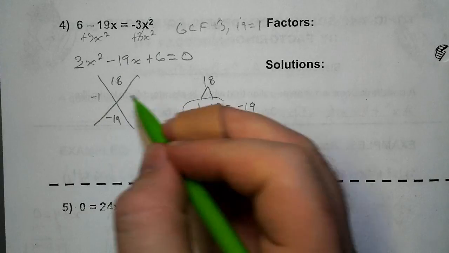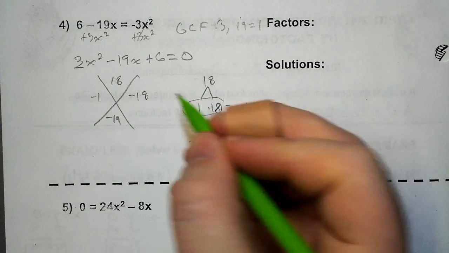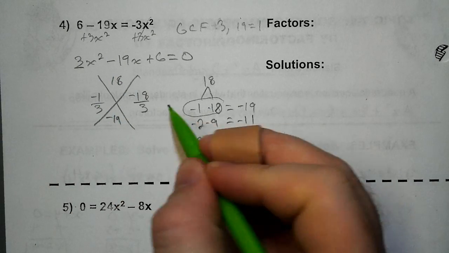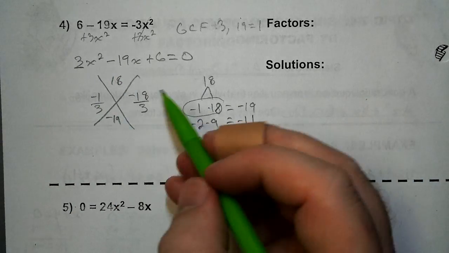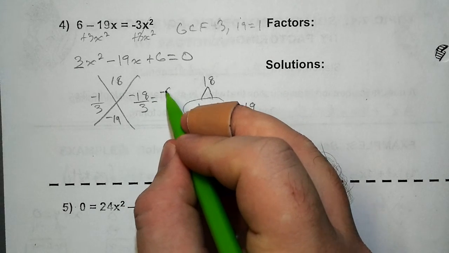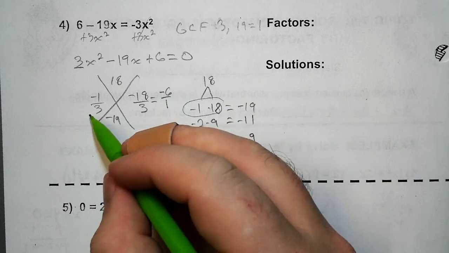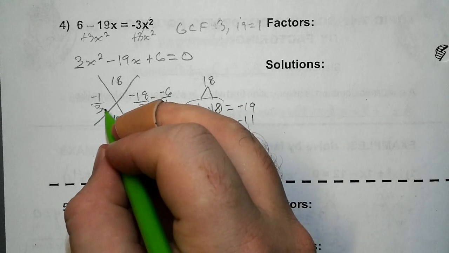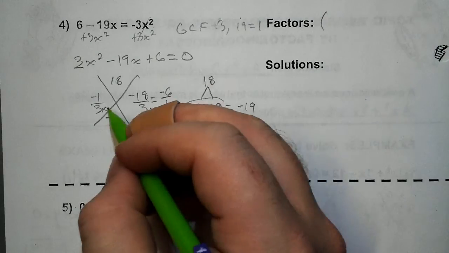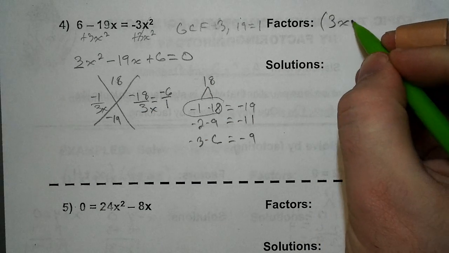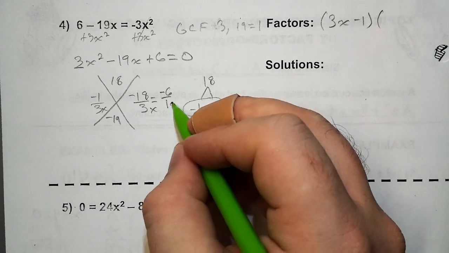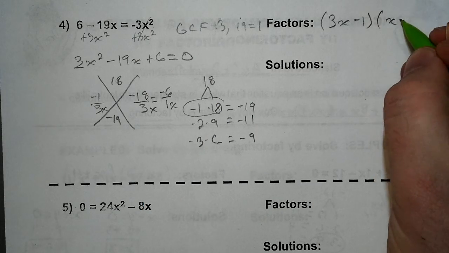So I've got negative 1 here, negative 18 here. Put them both over a value, which this time is 3. This one will not reduce. This fraction does reduce. That'll be divide 3 out of both. So negative 6 over 1. Our bottom number gets a letter. So put the x on the bottom and then write out your factors. First factor, 3x minus 1. Next factor, 1x minus 6.